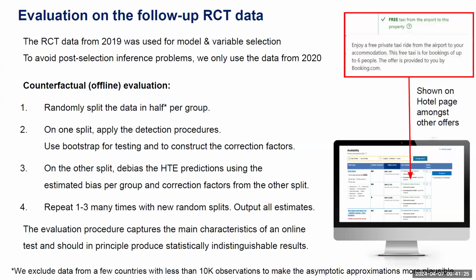Okay, let's now, in the last 10 minutes, consider the application. So we have two RCTs, right? We have 2019 and 2020. The 2019 one was used for model selection and variable selection, right, to fit the model. So we cannot really use that data again, because then we end up with the problem that we do inference on the same data used for estimation. We just use the second data, where we had the predictions. And in the interest of time, I won't spend much time here.